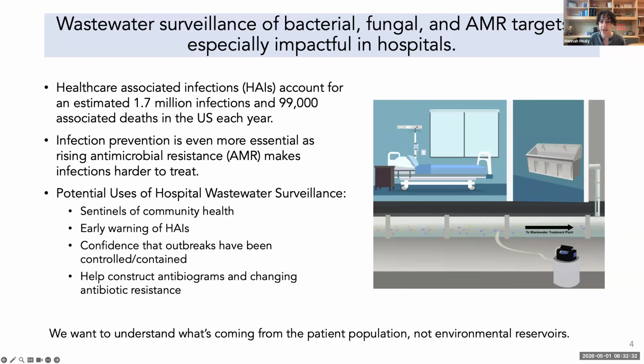And so hospitals are very interested in approaches that could help them with this infection prevention, such as wastewater surveillance as an early warning. And so potential uses of wastewater surveillance at the hospital scale include that they could be sentinels of broader community health, or for HAIs, they can serve as early warning or confidence that outbreaks have been controlled and contained, and they could scale back some of their infection prevention measures. And then it could even help hospitals construct their antibiograms or monitor changing antibiotic resistance in the patient population.